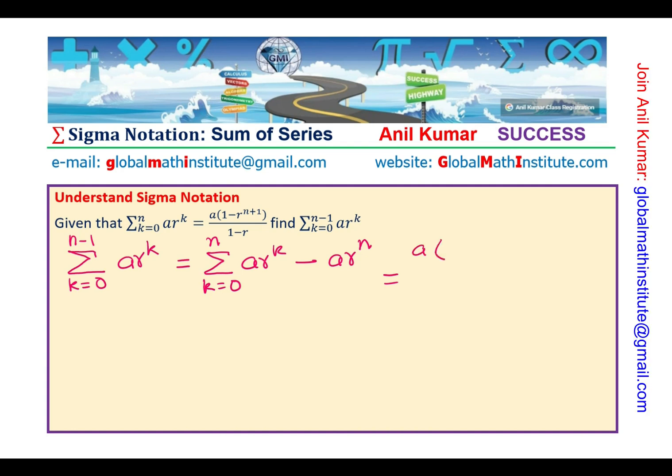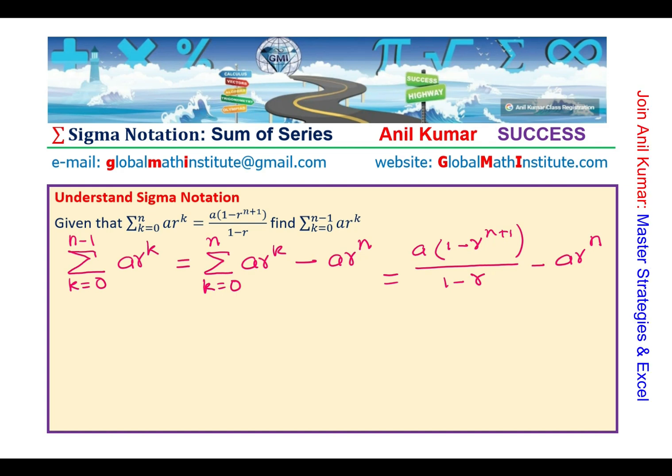Utilizing the formula of geometric series for sum of n terms, we get a(1 - r^(n+1))/(1 - r) - a r^n. Makes sense, right? Let's continue to simplify this particular expression.